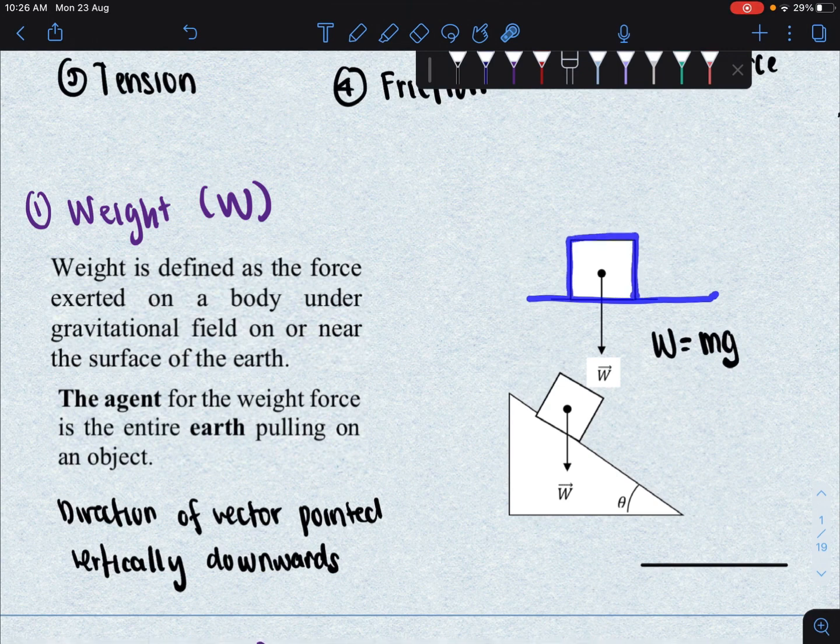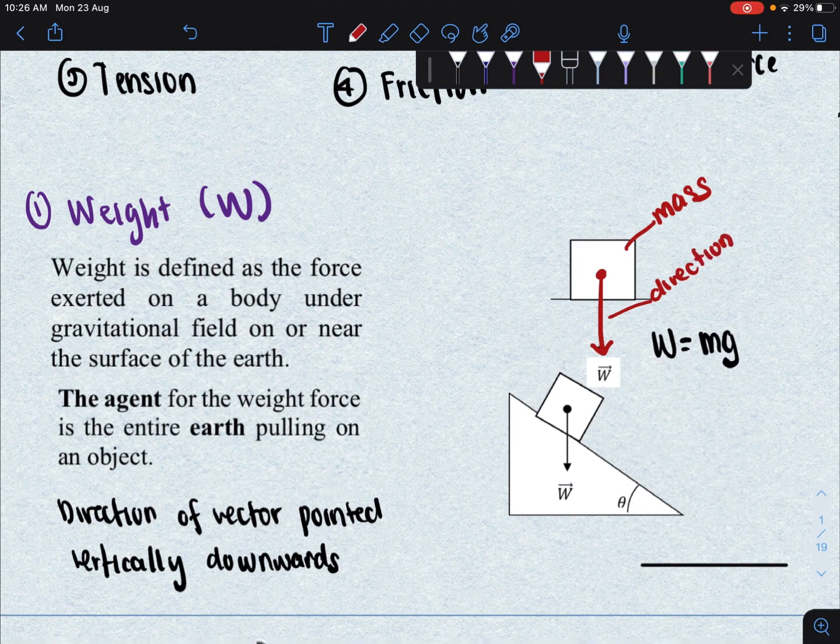So this object will experience weight force because it has mass. The object has mass and it is on the earth. So it will experience weight force. The direction of the weight is always downwards. Okay, pointing downwards. Alright. So this is the direction of the weight force.